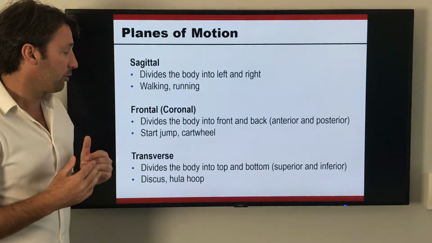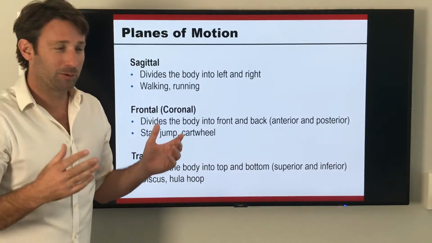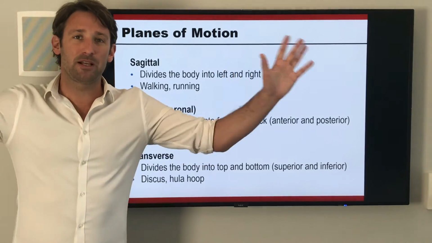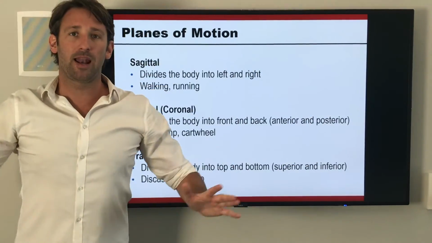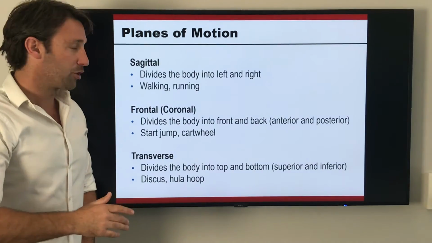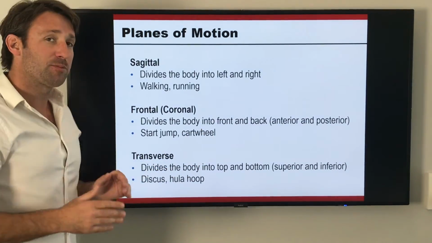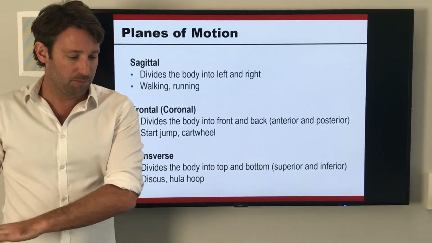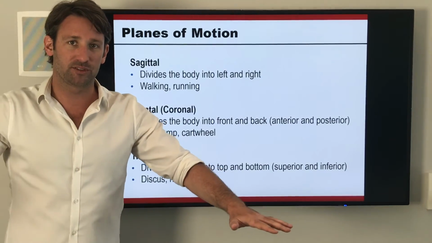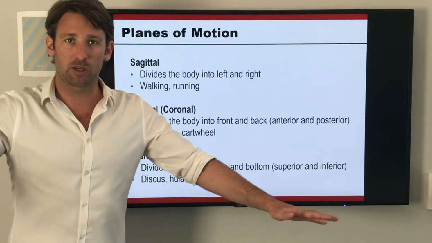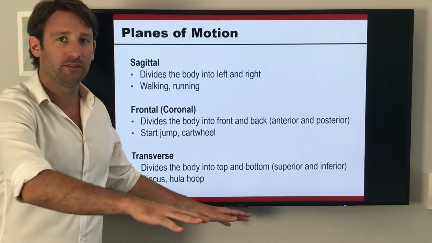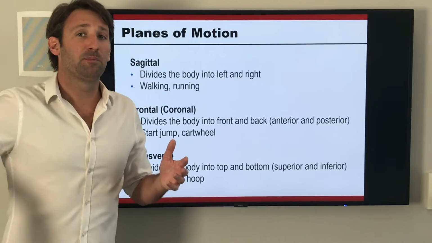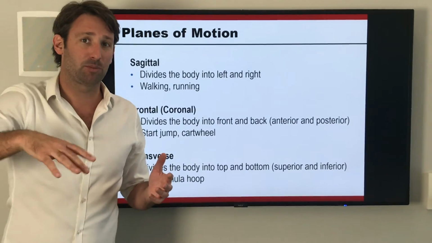Something like the frontal coronal plane, things like star jumps and cartwheels, that means I'm moving in line with that actual plane of motion. And transverse plane, we see things that have a lot of rotation in them, things that are moving along that flat surface. So even if I just stand here and swing my arms like this, that's me moving in the transverse plane. So things like hula hooping would be predominantly occurring in that transverse plane.